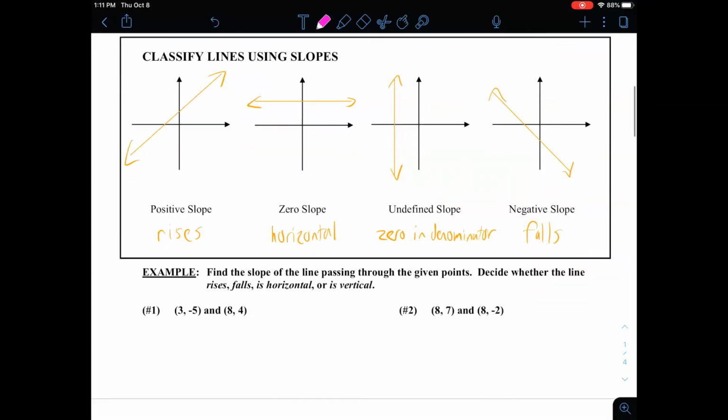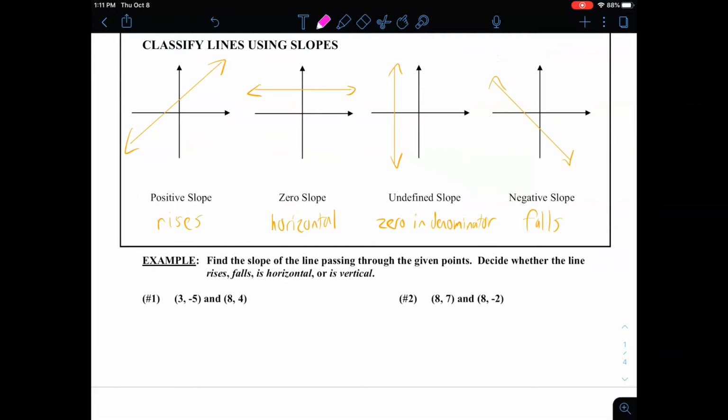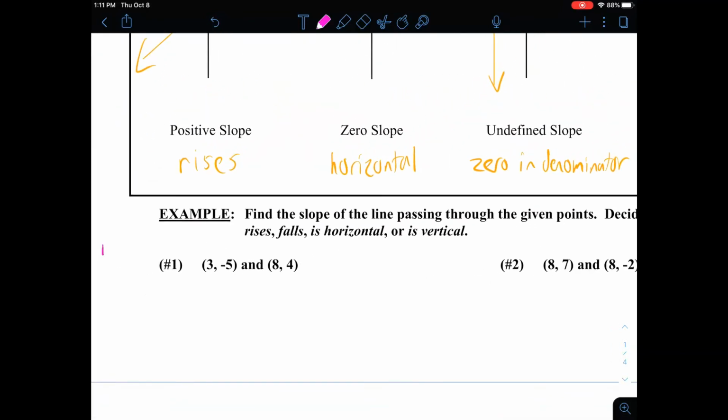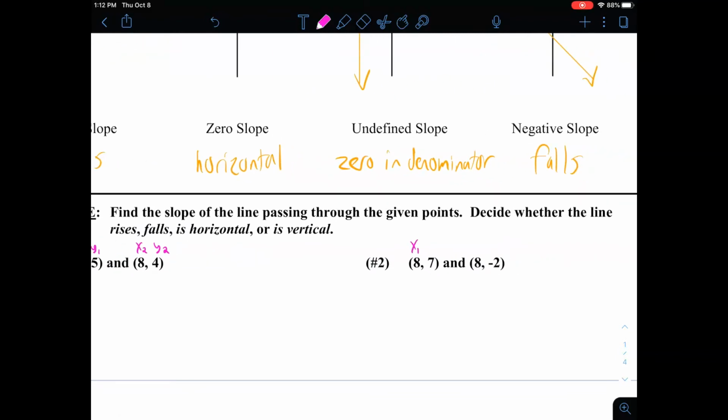Okay. So it says find the slope of the line passing through the given points. Decide whether the line rises, falls, is horizontal, or is vertical. Okay, so we're going to do our, remember our m equals y2 minus y1 over x2 minus x1. So we're going to label this x1, y1, x2, y2. Same thing over here, x1, y1, x2, y2.